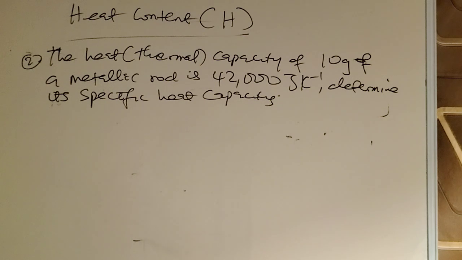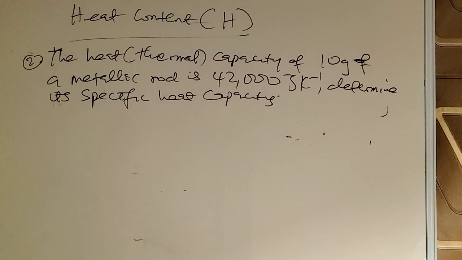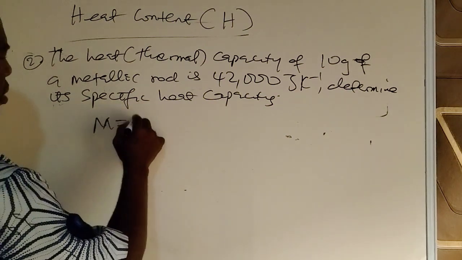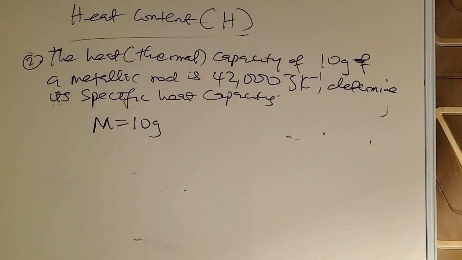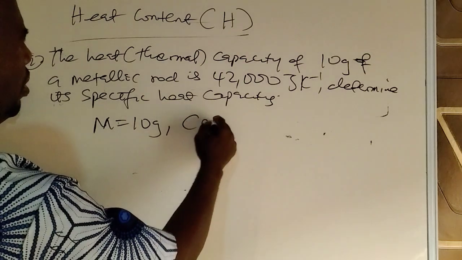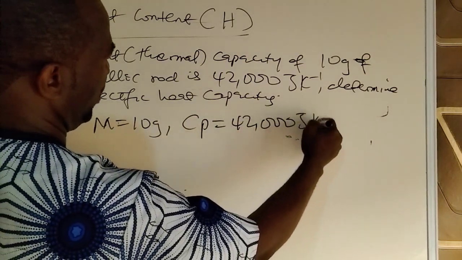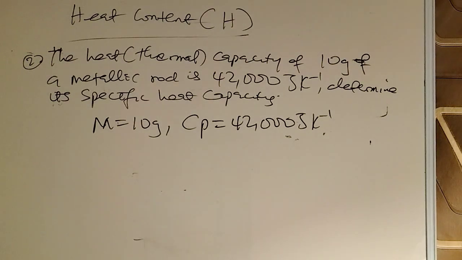In this problem, we'll look at what's given to us. So we have the mass as 10 gram, and then we have our heat capacity, CP, as 42,000 joule per Kelvin. And we're asked to find the value of the specific heat capacity of the substance.